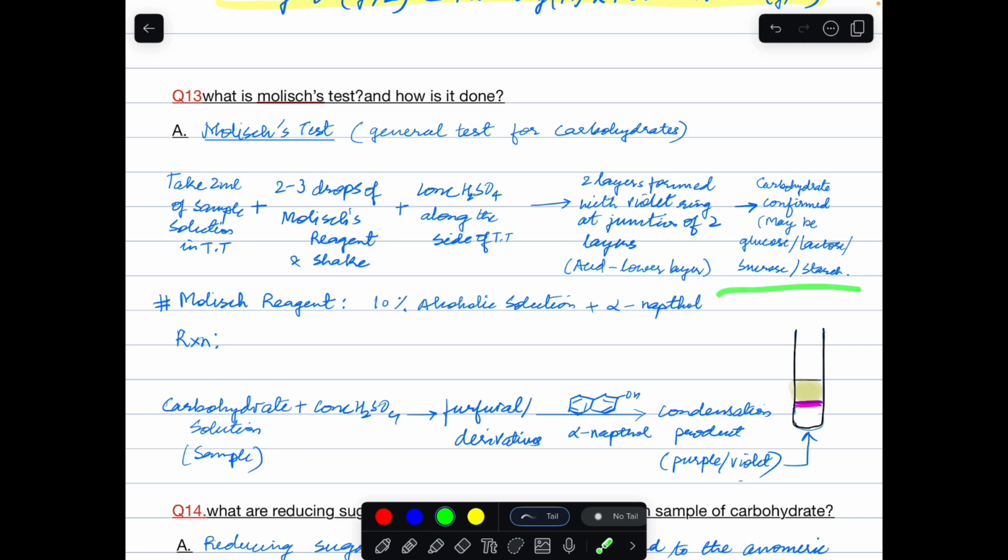Now this is a common test or general test for carbohydrate. Therefore, the given sample may be a monomer like glucose or lactose, it may be a dimer like sucrose, it may be a polysaccharide like starch. So it may be any. Which one has been given to you, you have to do a specific test for that type of carbohydrate. So it is a common test for all.